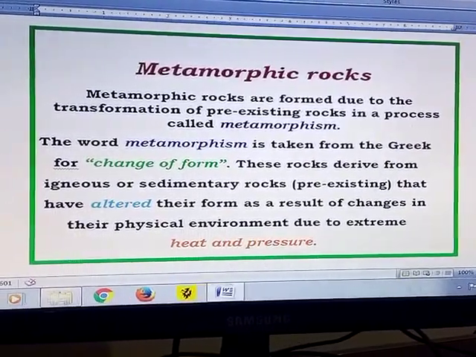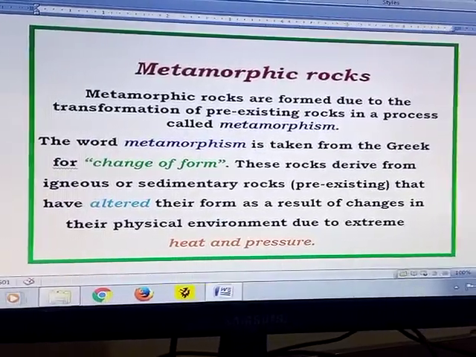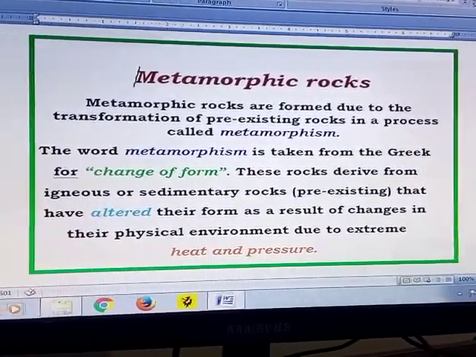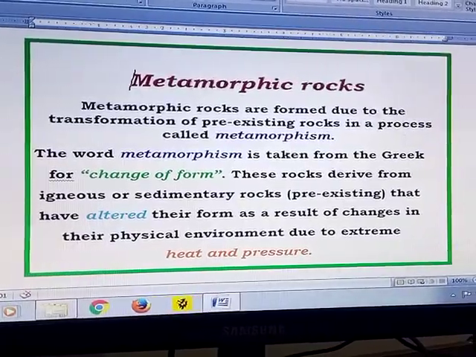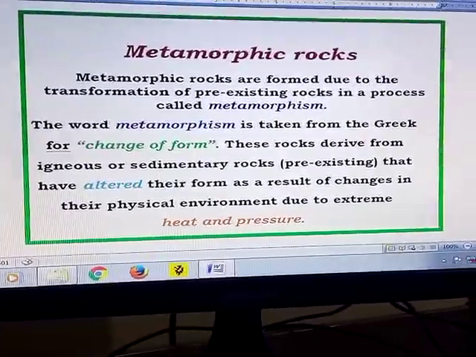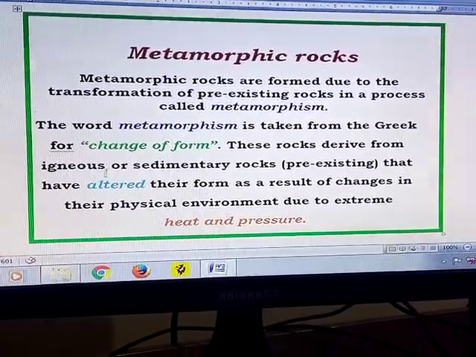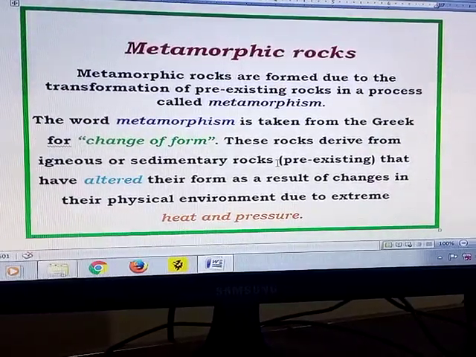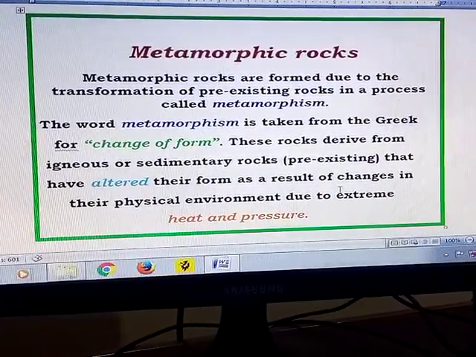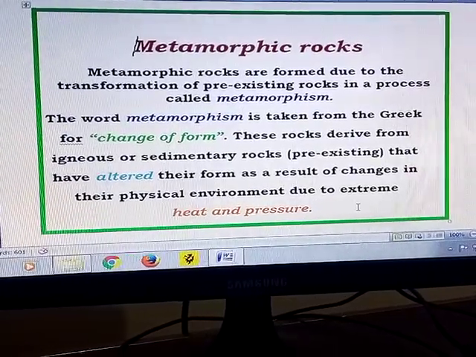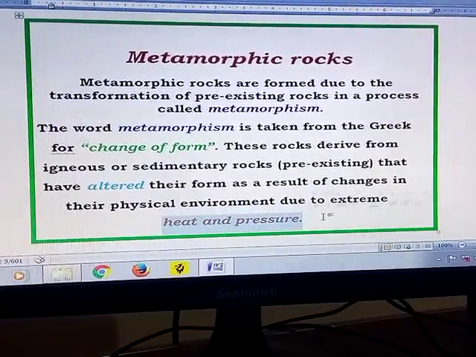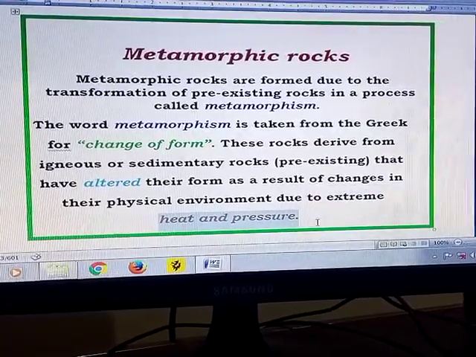So the word metamorphism is taken from the Greek word for change of form. So metamorphic rock is a changed rock. Earlier it may have been some kind of rock, and later when it is changed it has become some other rock. So these rocks derive from either igneous or sedimentary rocks, that's called pre-existing rocks, that have altered, changed their form as a result of changes in their physical environment due to extreme heat and pressure. These are the two major causes of the formation of metamorphic rocks.